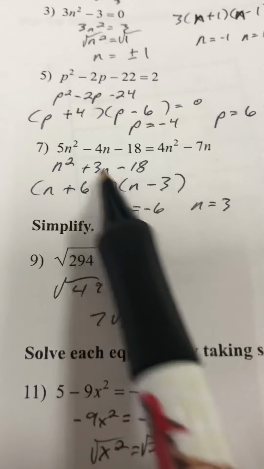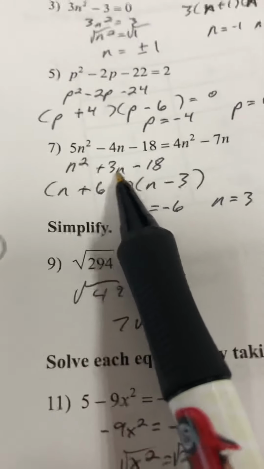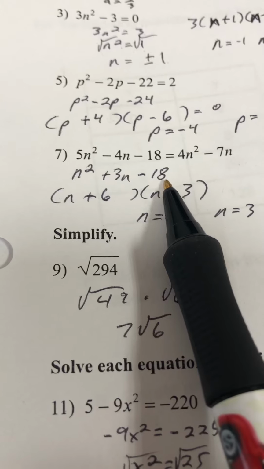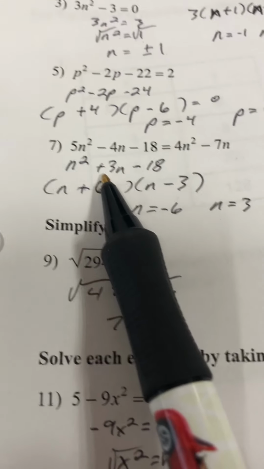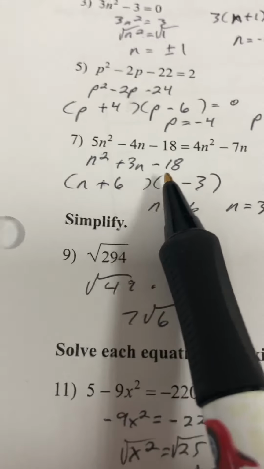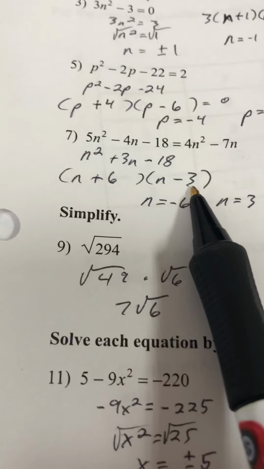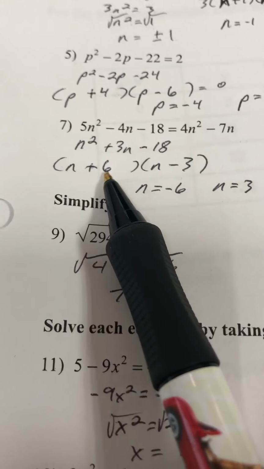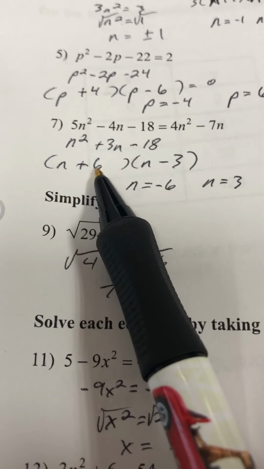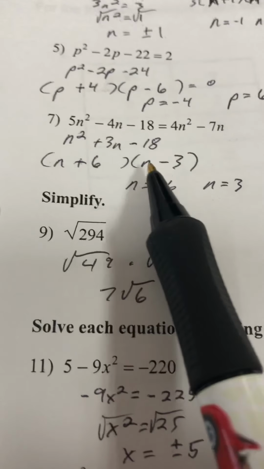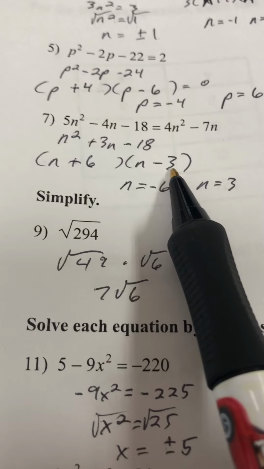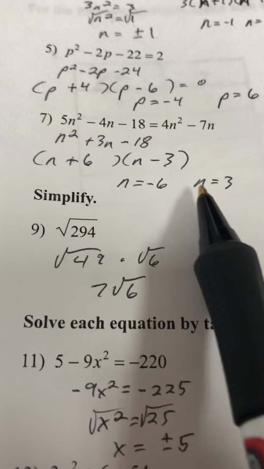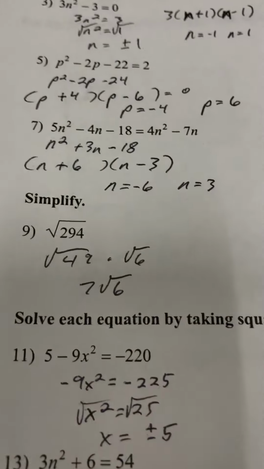Here I just combined my like terms, got it all on one side of the equation, factored it out. What I can multiply together to get -18 and add together to get +3 is going to be 6 and 3. And so when I take n plus 3, set it to 0, that's going to give me n equals -3. And when I take n minus 3, set it to 0, I just solve for n. And so I add 3 to both sides of the equation. I get n equals 3.